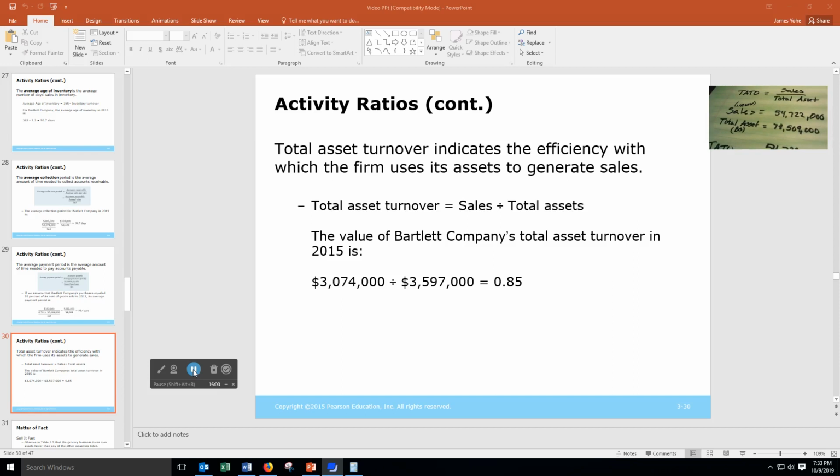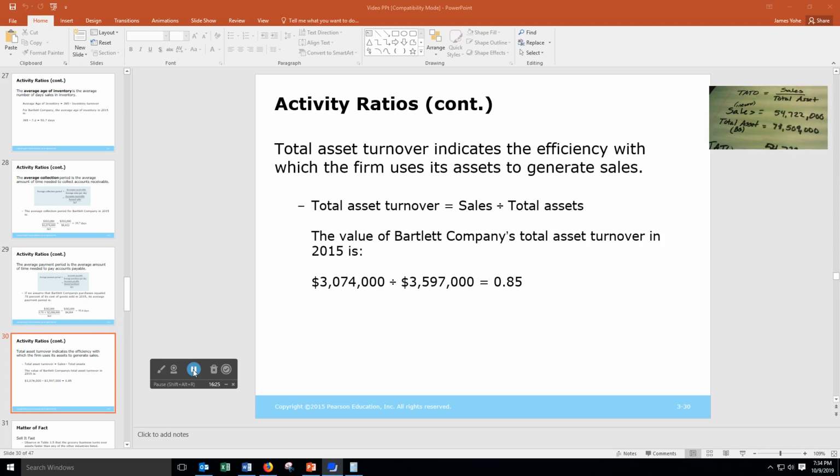Okay, the next activity ratio we have is total asset turnover. This is an important one. You need to know this by heart, okay? Total asset turnover indicates the efficiency with which the firm uses its assets to generate sales. How good are we at turning these assets we have into sales or money?